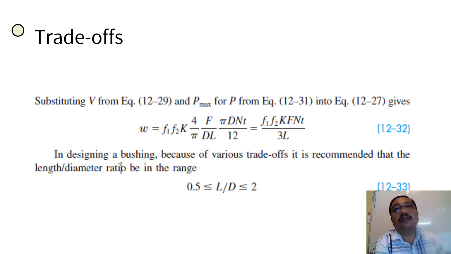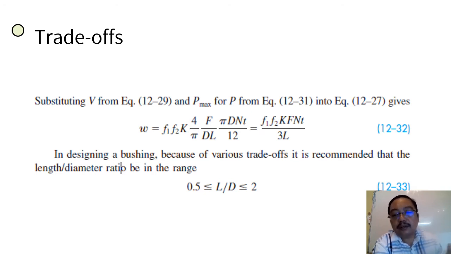Don't just mention W. Mention its full name. Where W equals F1 environmental factor, F2 load modification factor, K is a factor also, F is force, N is the revolution, T is the time, and L is the length of the bushing. Say it in full name.